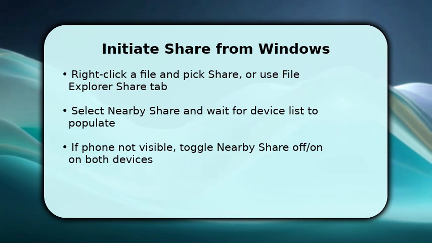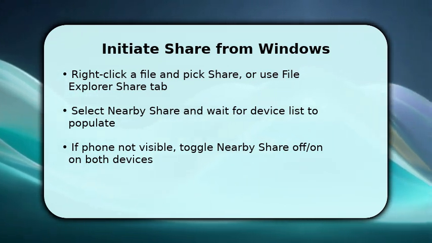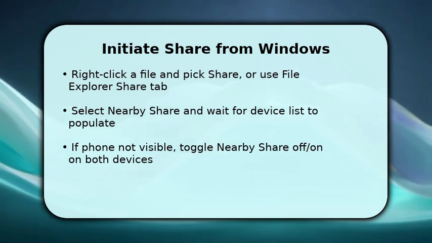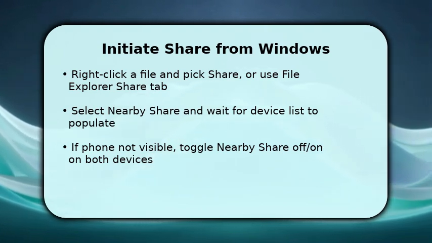Windows negotiates a secure connection using Bluetooth for discovery and Wi-Fi or WebRTC for transfer. If the connection stalls, stop and retry after toggling the radios. Make sure both devices stay awake during transfer.